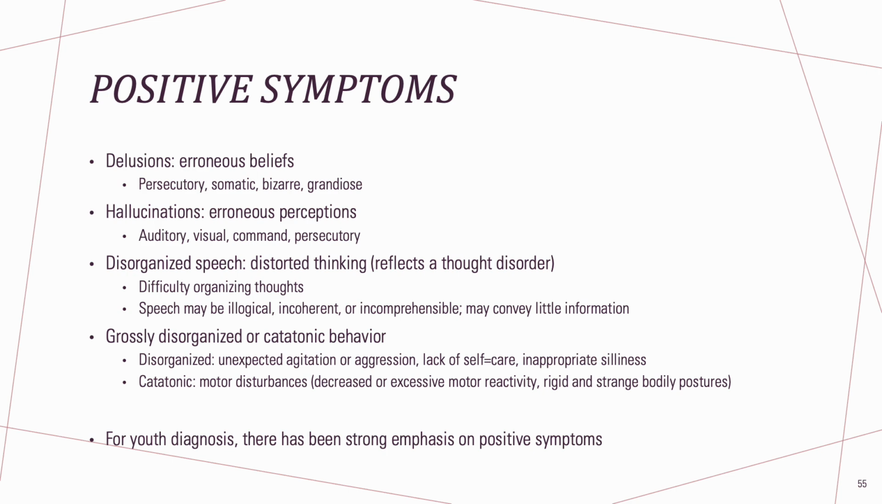Hallucinations refer to erroneous perceptions, and these perceptions can be auditory, visual, command, or persecutory. So an example of an auditory hallucination is hearing people talking to you that aren't there. A visual hallucination is something like seeing something that's not there, seeing something run across the room when you're in a room by yourself. So things like that.